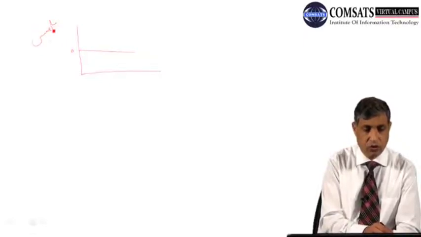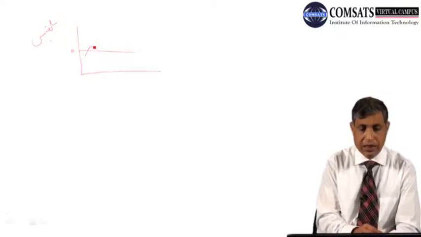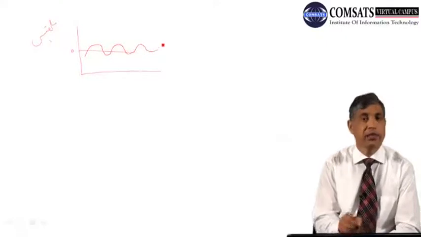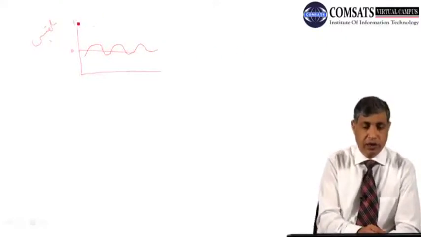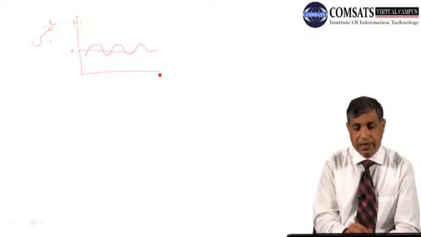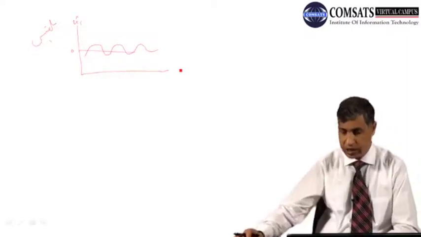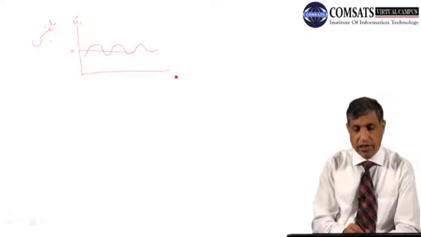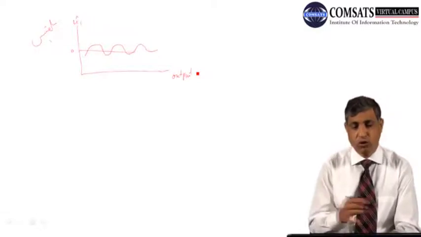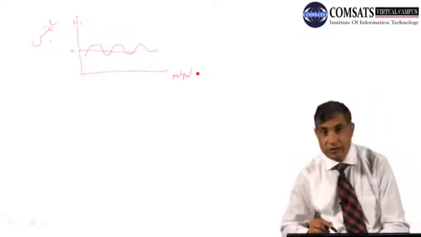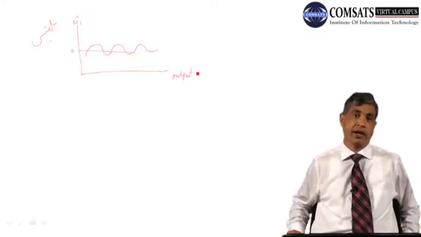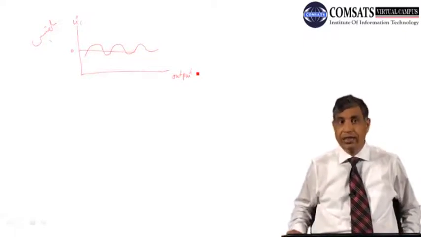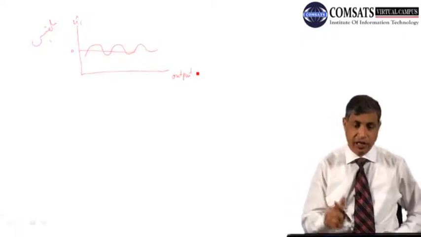Now I will write in Urdu. Just look at this. I say that these are the residual terms, the u_i hats, and you have plotted them against the output, that is your X variable. As the output increases, the residuals fluctuate, but you can see there is a random trend. In the true model, the residuals cannot be predicted; they go randomly.